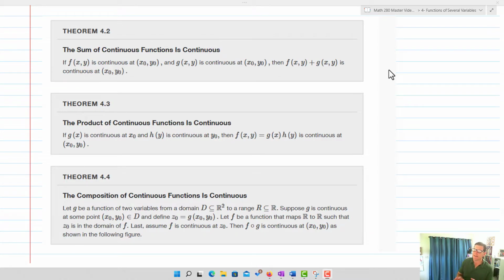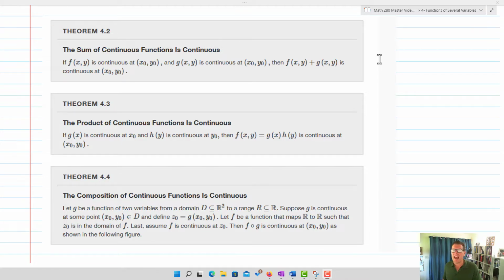Now, let's take a look at three theorems. Go ahead and pause them and read them for a second. I'm going to go over them pretty briefly. They may help us out a little bit later. They are things that we've seen before in Calc 1. They hold over from Calc 1. They're just now working inside of functions of two variables.